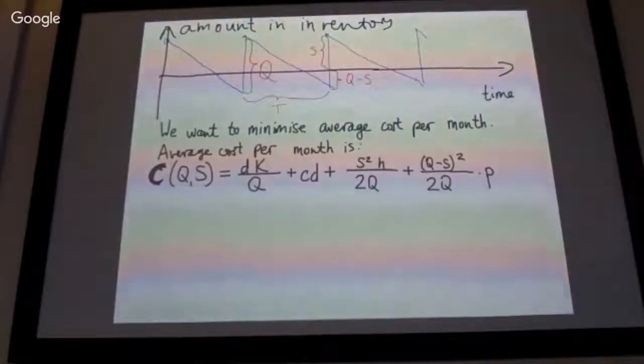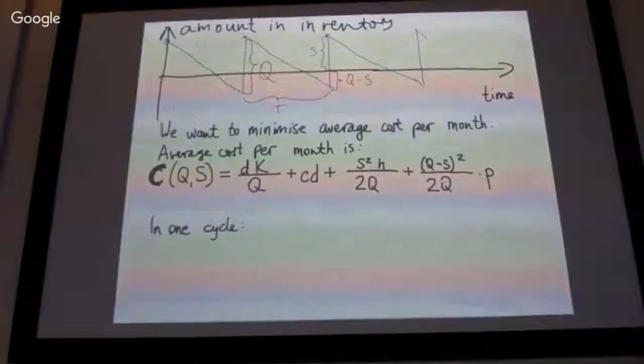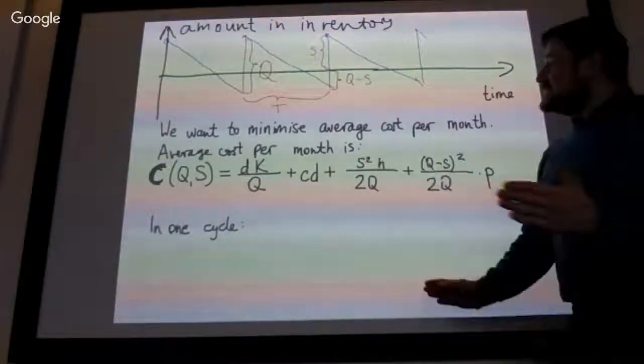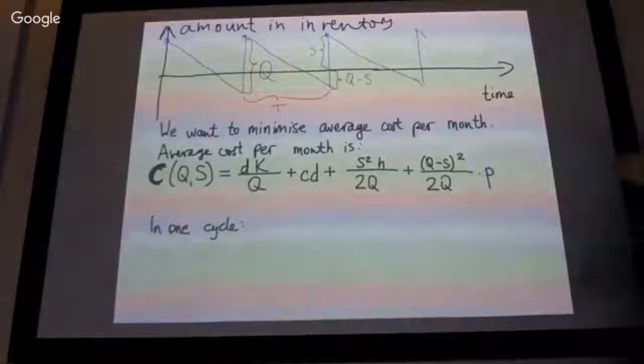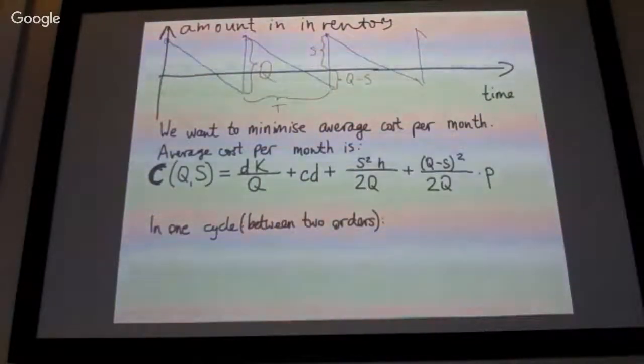And where does it come from? So in one cycle, one period of length T, between two orders, what is the stock holding cost?